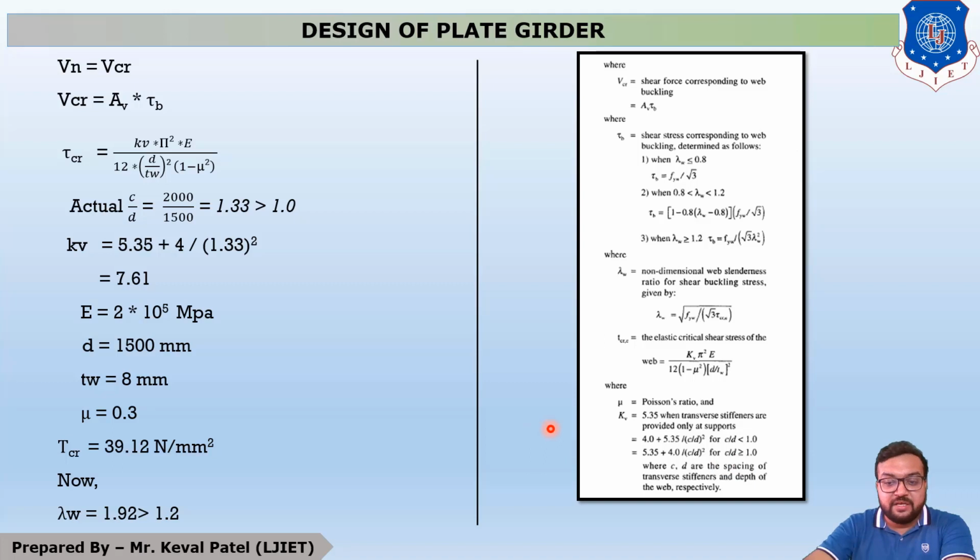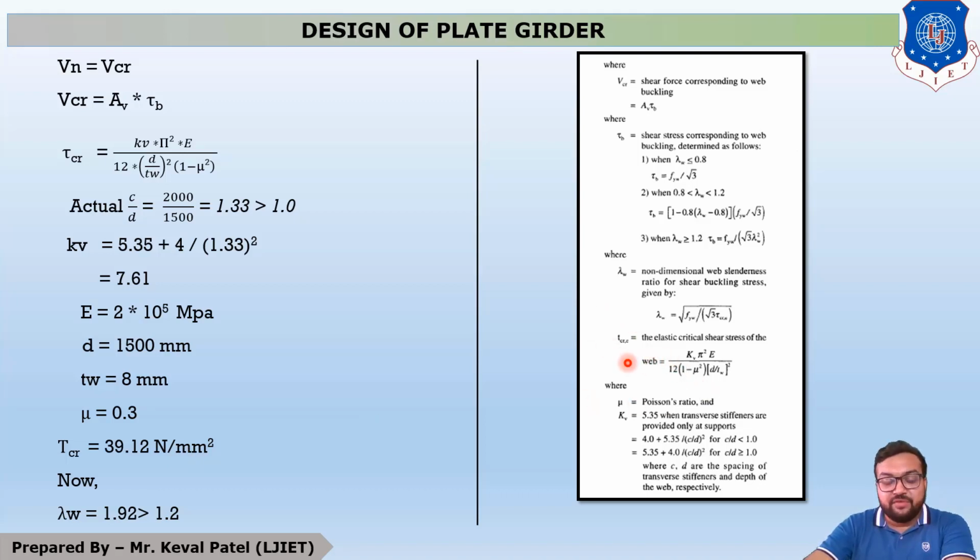So our equation of kV is 5.35 plus 4 divided by the C by D ratio, which is 1.33, whole square. So students, after putting the value, kV is 7.61, E is equal to 2 into 10 raised to 5, D is equal to 1500, TW is 8 mm and Poisson's ratio is 0.3. After putting all these values we will get our answer of tau CR is equal to 39.12 Newton per mm square.